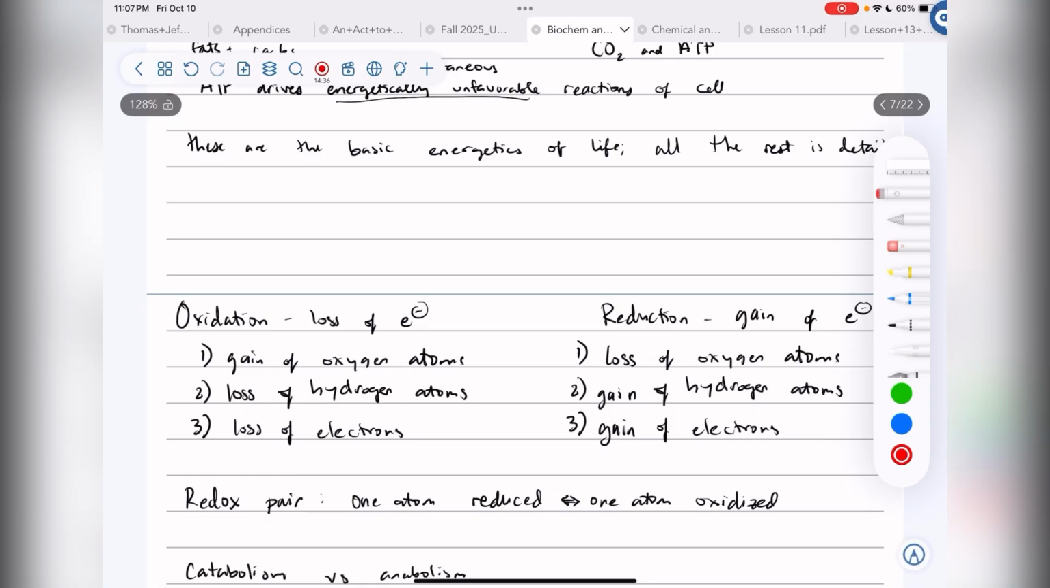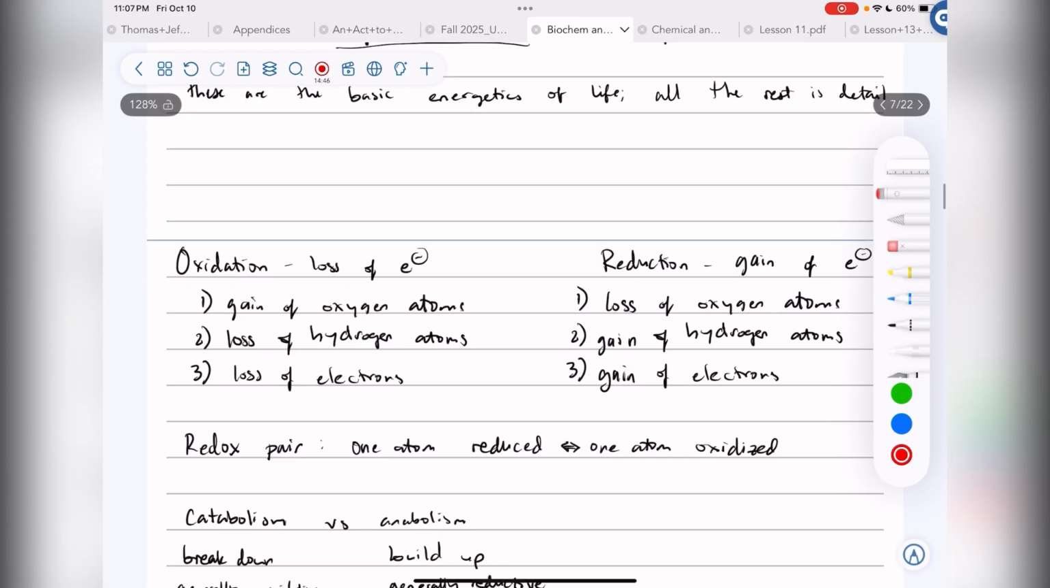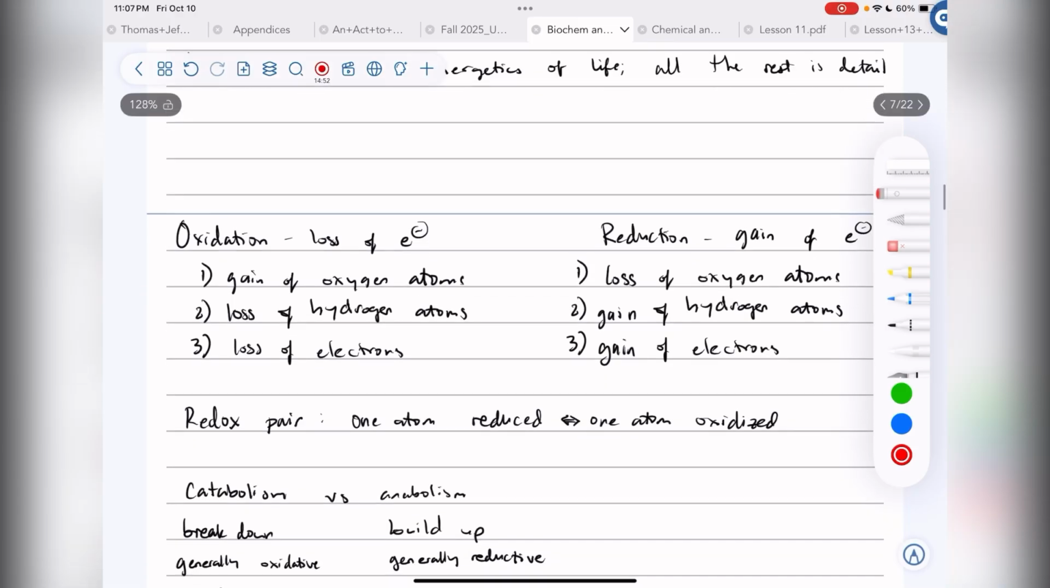Okay, so oxidation is loss of electrons, reduction is gain of electrons. You remember OIL RIG. Oxidation is loss, reduction is gain. But in the MCAT, you don't have to think about the electrons moving so much, because you just remember these things.